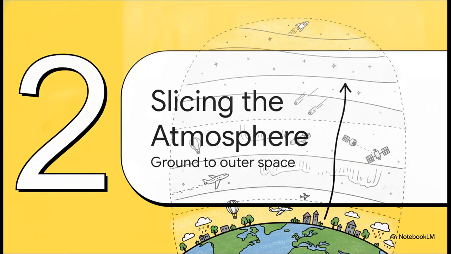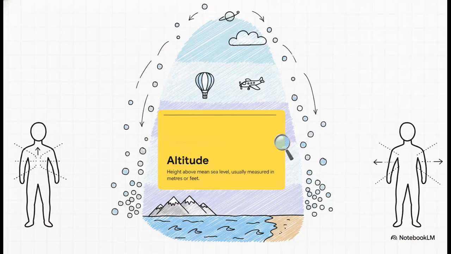Moving right along to Section 2, slicing the atmosphere, traveling from the ground to outer space. We know what it's made of, so let's travel upwards and slice it into its distinct layers. The key thing to grasp here is altitude, because as we move higher, the density of our air drastically decreases.